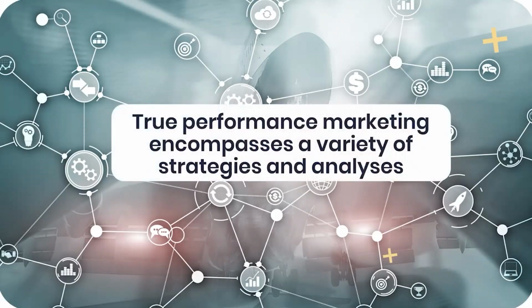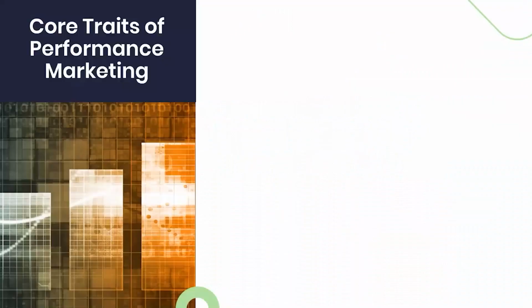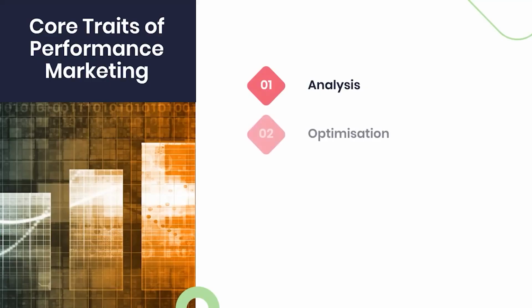True performance marketing encompasses a variety of strategies and analytics. It's not just about setting an automated target and then leaving it running. There are some core traits of performance marketing, namely analysis, of course, and whatever means of information you have available. Then optimization, incredibly important because you're optimizing for better performance based on your analysis. Communication. Communication has to be one of the most effective things that we consider in our strategy. And it's effective across all channels and it needs to be. Otherwise, there is no point in our efforts.